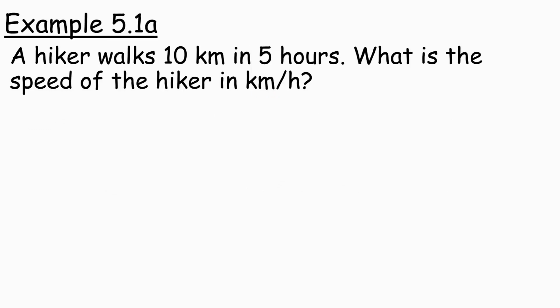Here's an example. So a hiker walks 10 kilometers in 5 hours. What is the speed of the hiker in kilometers per hour? We can write down that speed is equal to distance divided by time. So we can work out that his speed is 10 kilometers divided by 5 hours. 10 divided by 5 is 2, so he's going at 2 kilometers per hour.